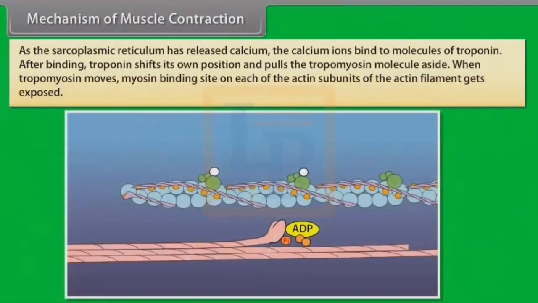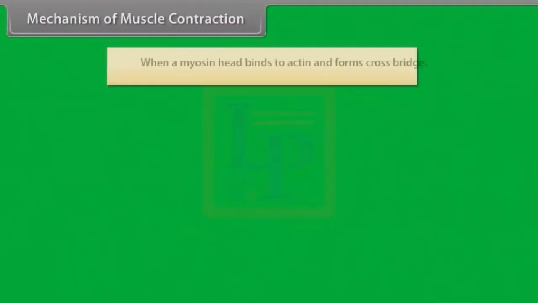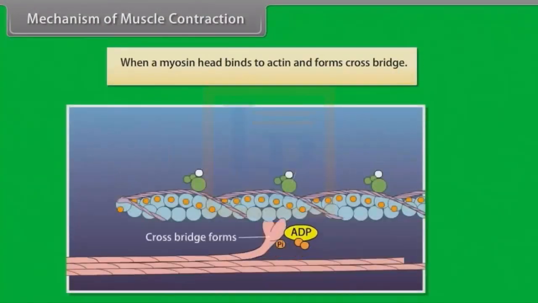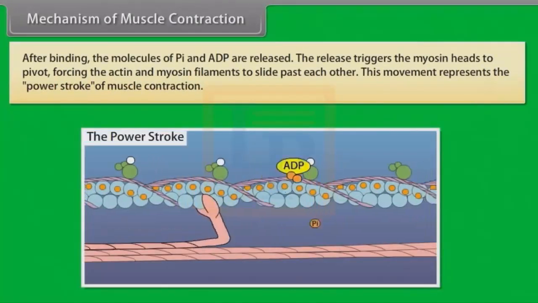As the sarcoplasmic reticulum has released calcium, the calcium ions bind to the molecules of troponin. After binding, troponin shifts its own position and pulls the tropomyosin molecule aside. When tropomyosin moves, myosin binding site on each of the actin subunits of the actin filament gets exposed. A myosin head binds to actin and forms cross bridge. After binding, the molecules of ADP and inorganic phosphate are released.